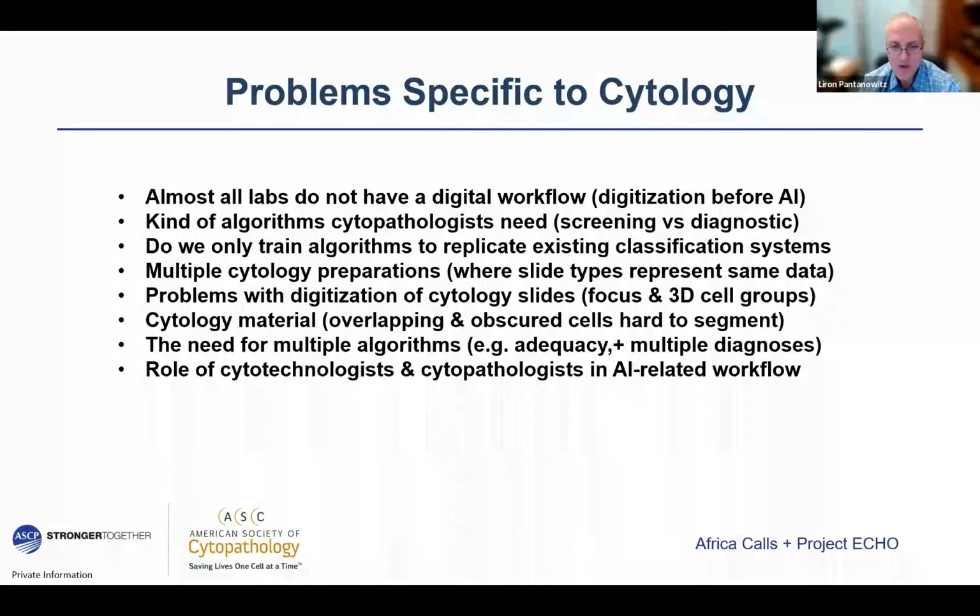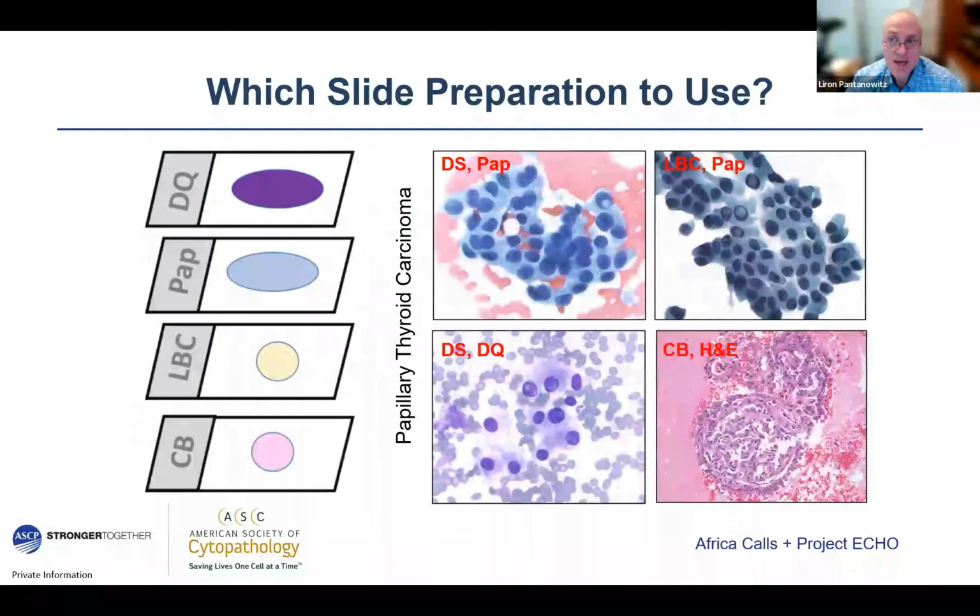We probably need multiple algorithms just for one use case, like adequacy and then all the diagnoses. So for the Pap test, we need to, number one, determine if the Pap is adequate. And then once it's adequate, then look for squamous lesions, glandular lesions, bugs, or whatever else we want. So multiple algorithms have to run simultaneously. And as I mentioned, our workflow is a little unique. We need a system that incorporates both the screener, which is our cytotechnologist, and the cytopathologist who will review the case afterwards. So those are all unique problems. Here's an example just to show you.